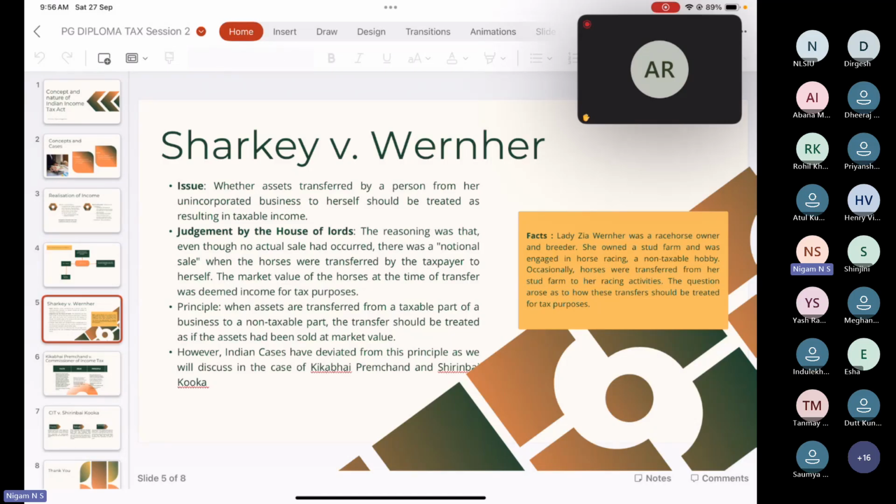So we will come back in 10 minutes time, and I'll take you through those two cases and try to figure out what kind of principles we can draw from these cases, and if we can reconcile the Indian case law and the UK case law at this point. So we will be back in 10 minutes. Okay, thank you.